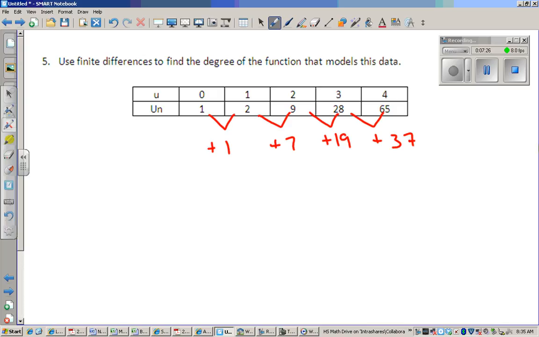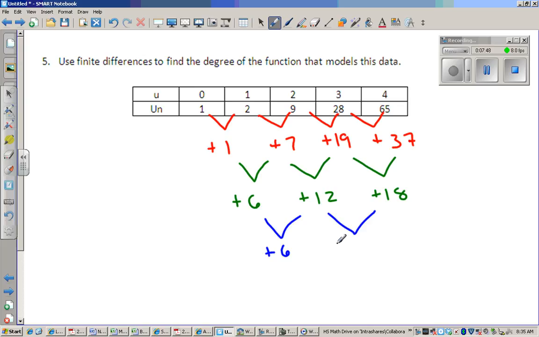All right, so from here, we look at these. So this counted up 6, and we counted up 12, and then we counted up 18. Now, as soon as we hit the same number, up 6 and up 6, as soon as that happens, this was our third round of finding the differences. That's the degree of our polynomial, meaning that's the degree of the function modeling this data. That's the highest exponent in our function.